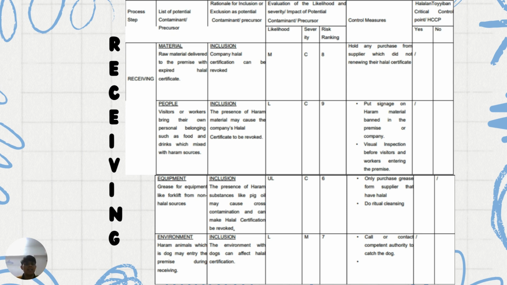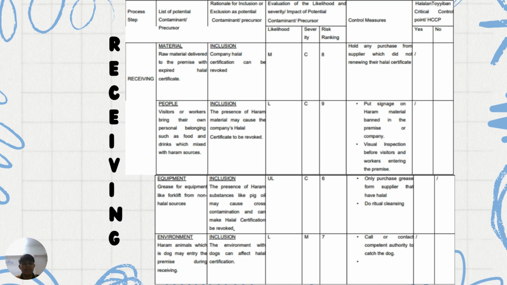The inclusion: the company's halal certification can be revoked. The likelihood is moderate. The severity is critical. Why? Because there is a chance that the raw material may get infected with haram substances. The risk ranking is 8 and it automatically will become halal control point.